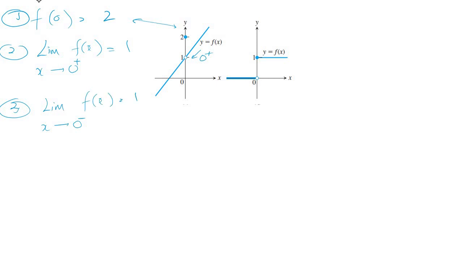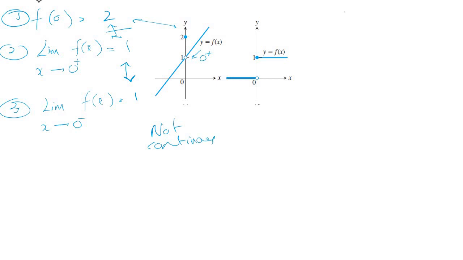So we see that the limit exists and the limit is equal to 1, but since all these three conditions are not satisfied, they are not equal, so this is not continuous. The limit exists, but it's not continuous.